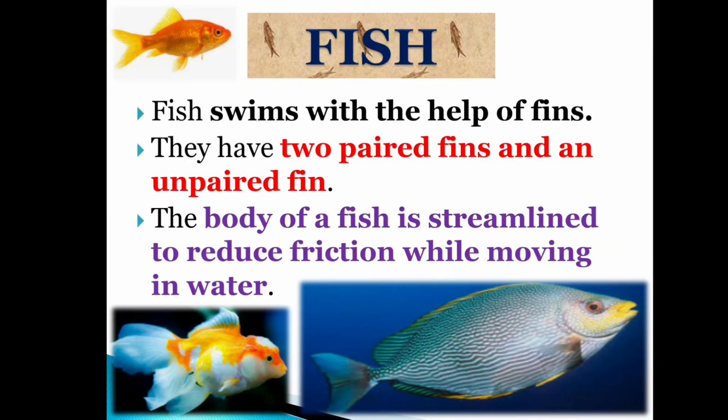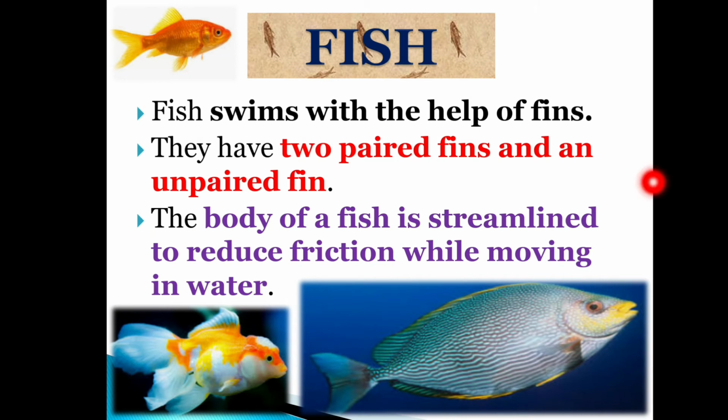Fish swims with the help of fins. They have two paired fins and an unpaired fin. The body of a fish is streamlined to reduce friction while moving in water.